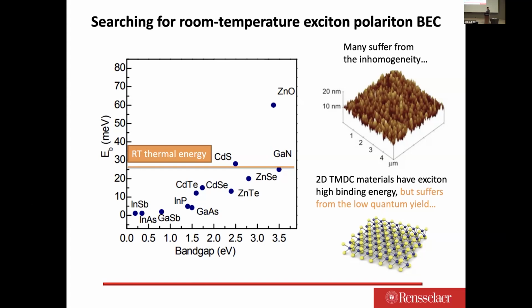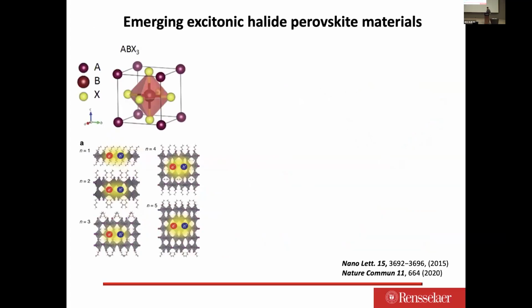And of course, when I started in the field, people also worked on two-dimensional TMDCs, which have high binding energy, hundreds of milli-electron volts, 10 times the room temperature thermal fluctuation. But those have low quantum yield. You pump the system with 10,000 photons, and it gives only about 1 photon out. So those really suffer. No one can see a Bose-Einstein condensate easily.